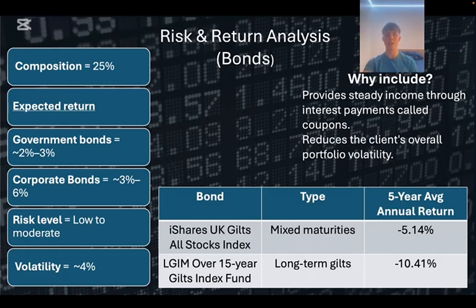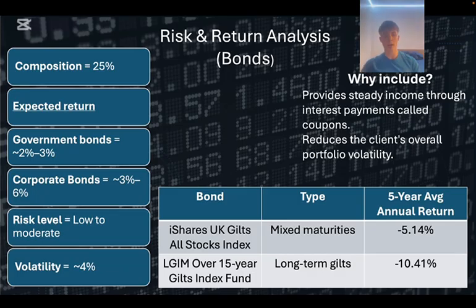And additionally, bonds play a stabilising role in our portfolio. They provide a reliable income through interest payments known as coupons, and they reduce the overall volatility of the client's investments. This is especially important given our client's desire for both growth and liquidity. Bonds help to smooth out returns when equities can fluctuate.